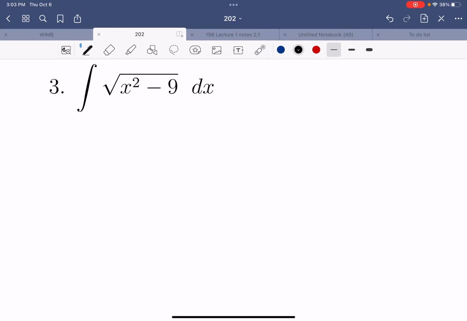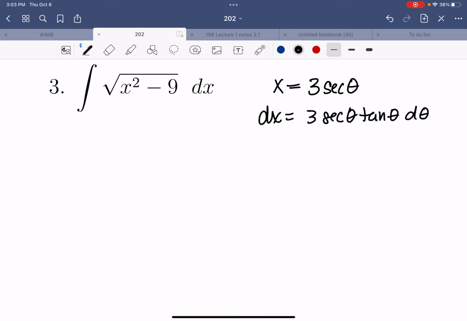This is guided practice 12 for 7.3 trig sub, and we're working on number 3. We've got an x squared minus 9 under the square root, so we're going to make the substitution x equals 3 secant theta, and that means that dx is 3 secant theta tangent theta d theta. And we're going to go ahead and plug that in.